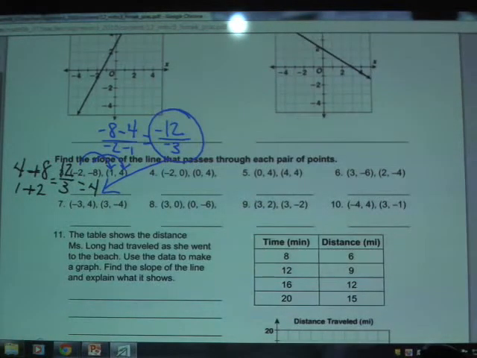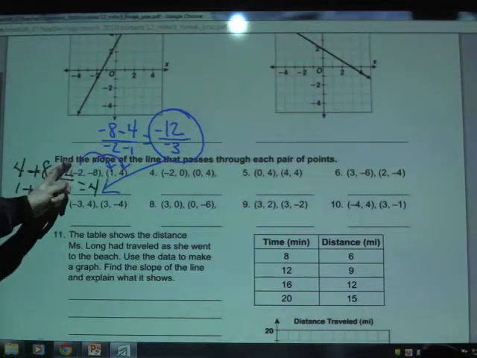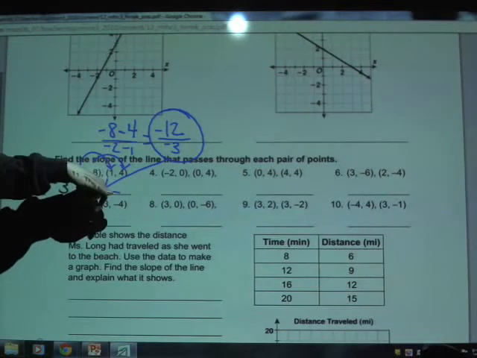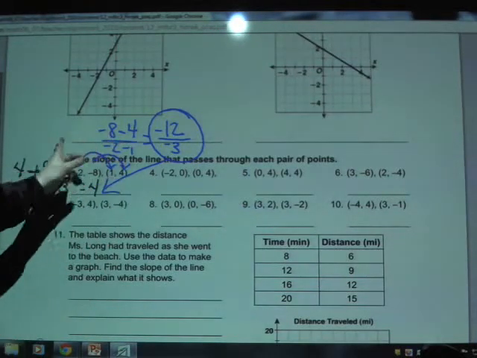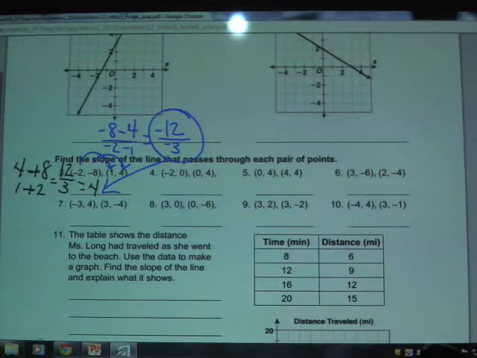So it doesn't matter in which order you do these problems, you're still going to come up with the same answer. The one thing you can't do is mix and match. If I start off with my y values going this way, then my x values also have to be calculated this way. I can't subtract y values going one way and x values going the other way. When I mix and match, I am going to come up with an incorrect answer.